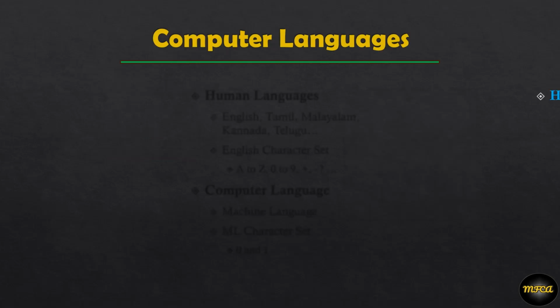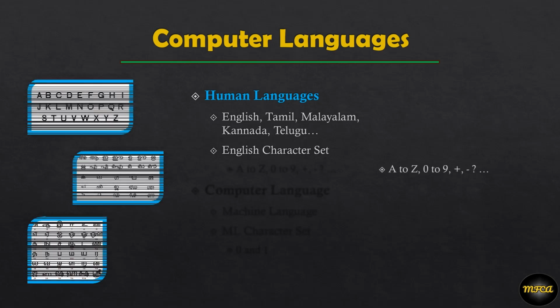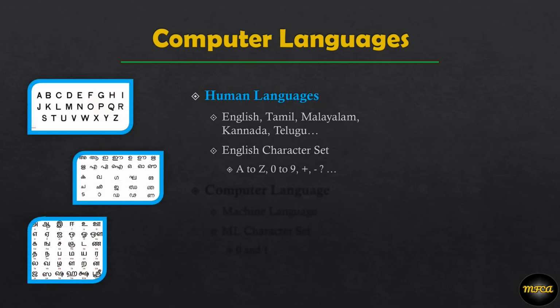Just like we use languages to talk to each other, computers have their own special language too. We use English, Malayalam, or maybe Tamil to communicate, right? Well, computers use something called machine language. Our languages have lots of letters and symbols. For example, the English language has the letters A to Z, plus, minus, question mark, etc. But a computer's machine language uses two digits, 0 and 1.